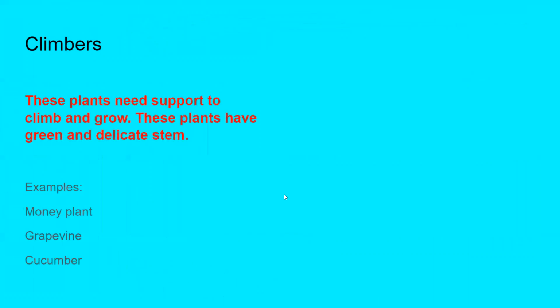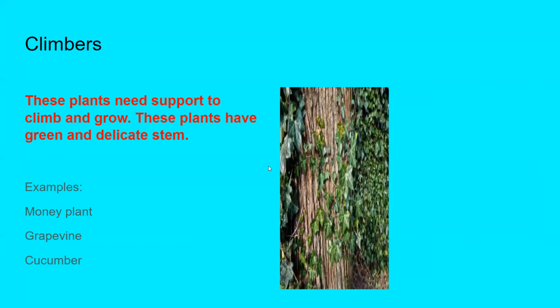The next one is the climbers. These plants need support to climb and grow. These plants have green and delicate stems. The color is green due to the presence of chlorophyll. You have seen the money plant, grapevine, and the cucumber. The money plant, all of you have seen. All are having such kind of plants at their homes.